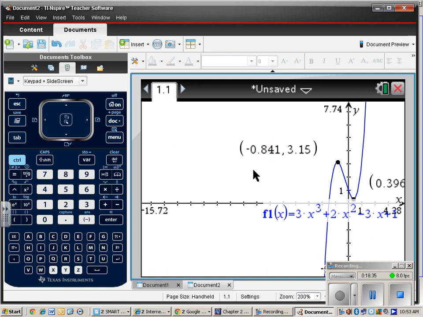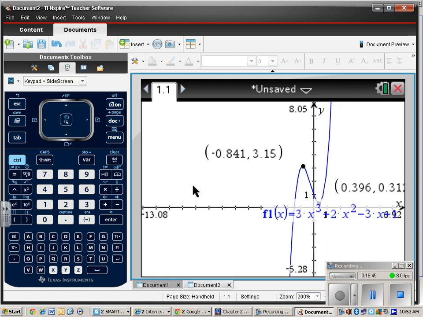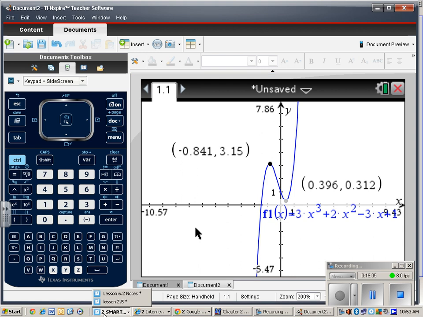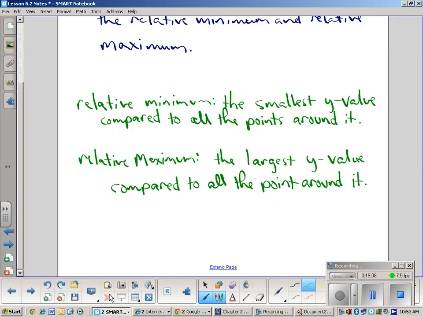So what's my relative maximum, Devin? 3.15. That's correct. So my minimum was 0.312. My maximum is 3.15. So that's how we find the relative minimum and relative maximum on our graphing calculator, and this is what our relative minimums and maximums mean. Okay? Moving on.